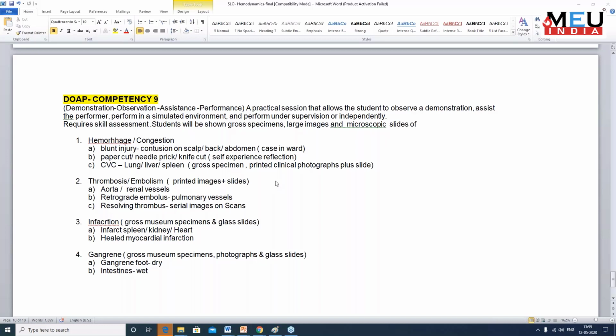Give them clinical scenarios wherein there is embolus in the aorta or in the renal vessels, and special mention about retrograde embolus, how it happens or why it happens, giving a clinical based scenario, and showing them scan images of resolving thrombus, which would be very interesting to the student to see that a completely obstructed vessel is now resolving either due to thrombolytics or due to stenting, the changes that take place, and the clinical significance of their clinical management. This can be highlighted here.